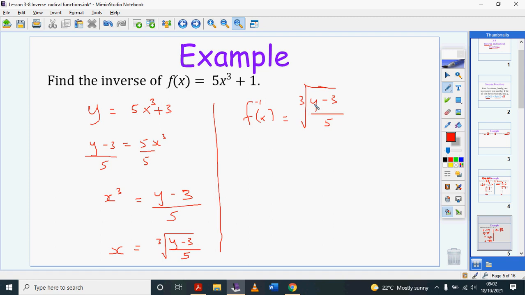And when you graph this one, not y minus 3, x minus 3, because remember you replace the x.